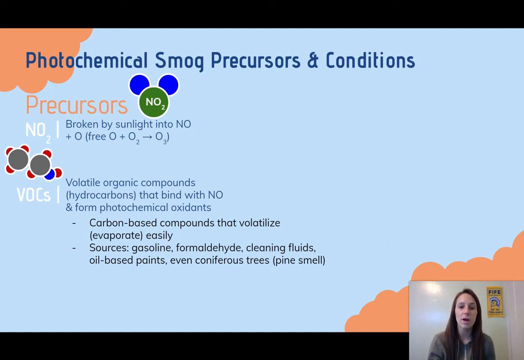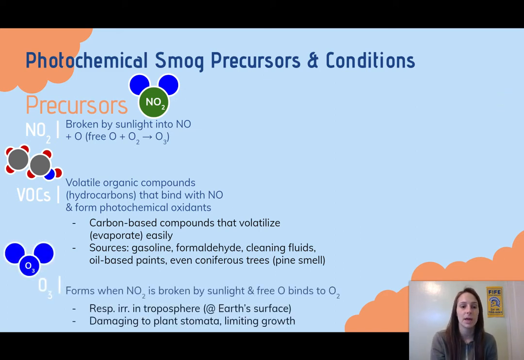Now, some of the sources of VOCs, they can come from a lot of places here on Earth. You can get them from gasoline, formaldehyde, cleaning fluids, oil-based paints. Even some coniferous trees release VOCs, and that's actually what gives trees their pine smell. And then the third thing, because we have that nitrogen dioxide, when it's split, the free oxygen is going to combine with oxygen gas in the atmosphere. It forms O3, which is ozone.